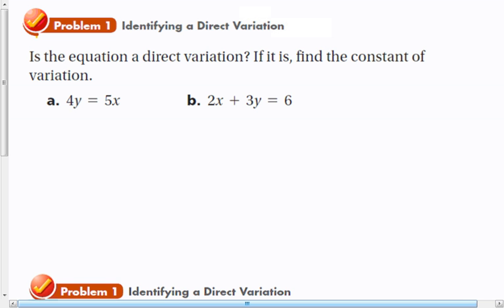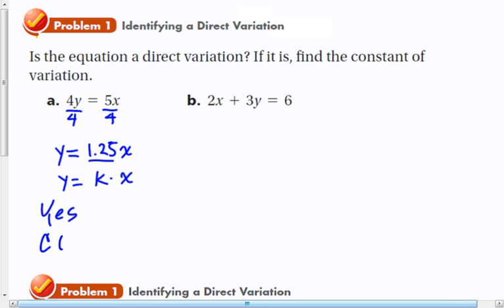All right, so is this equation a direct variation? We were just told we should solve it for y, and if we can write it as just y equals something times x, no more, then it is a direct variation. Let's divide both sides by 4. And 5 divided by 4, we can leave it as 5/4 x or 1.25x, however you want to do that. Now we wrote it as y equals some k times x, and that's a direct variation equation. So we're going to say yes. And the constant of variation, COV, equals the number multiplied by x, which is 1.25.